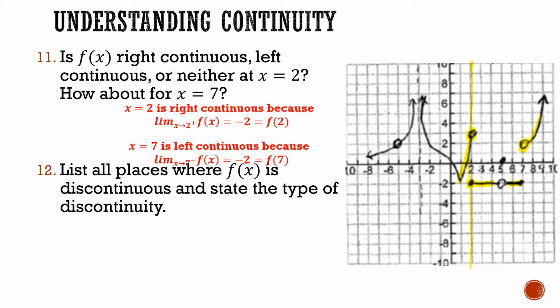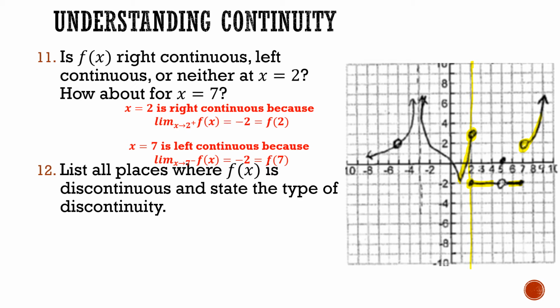All right, the very last question of this type, it says list all places where f of x is discontinuous and state the type of discontinuity. So for all of the places that it is discontinuous, remember we have three basic types of discontinuities. We have holes or removable, we have jump, and we have infinite. So I'm looking at my graph and I'm trying to list all the places where I possibly have a hole, an asymptote, or a jump in the graph.